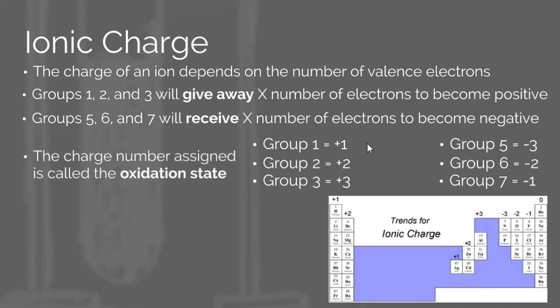Now, these charge numbers that we're talking about have a little more complicated name. They have another use too, but we're not going to get into it. It's called the oxidation states. So just remember that the charge numbers are also called oxidation states, and it goes off how many electrons they either give away or can receive, which goes along with how many valence electrons they will have.